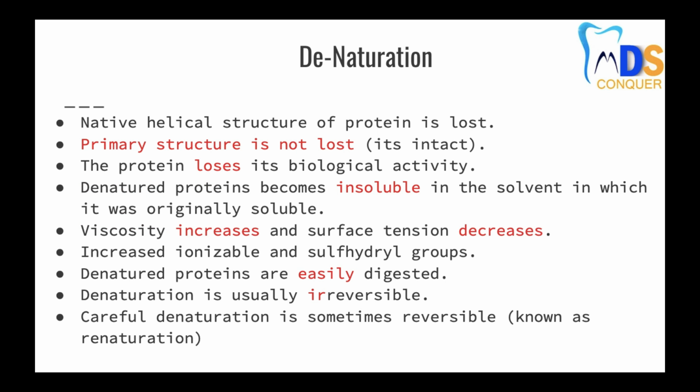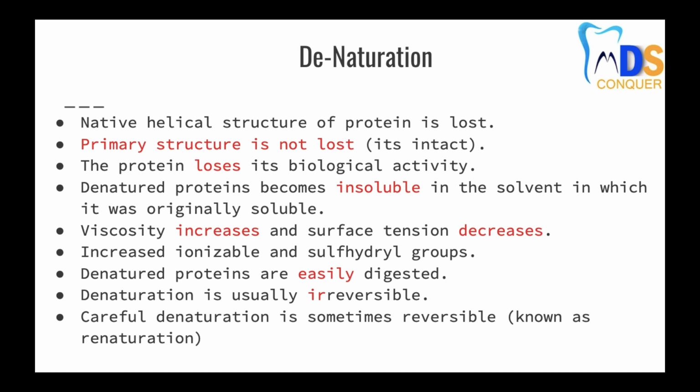This is a slide the paper setters are mainly concerned about. In the characteristic features of denaturation of proteins, the important aspects are underlined in red, so you can focus on them. The native helical structure of the protein is lost. The primary structure is not lost, whereas the secondary, tertiary, and quaternary structures are lost. The protein loses its biological activity. Denatured proteins become insoluble in solvents. The viscosity increases and the surface tension decreases. There is increased ionizability and an increase in sulfhydryl groups.